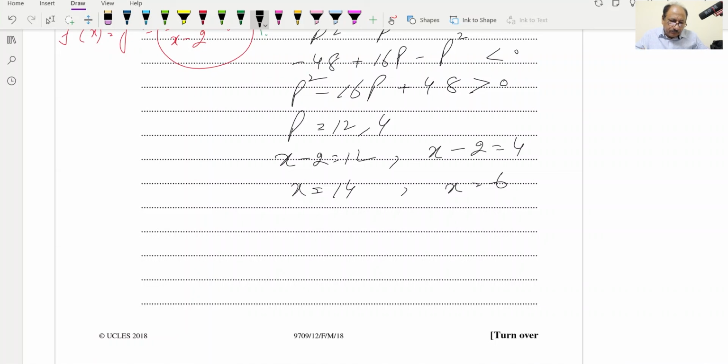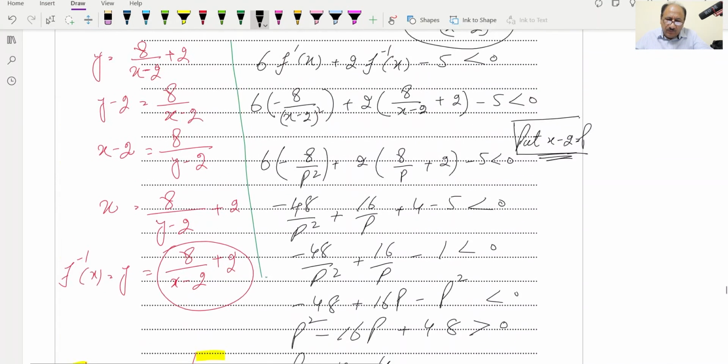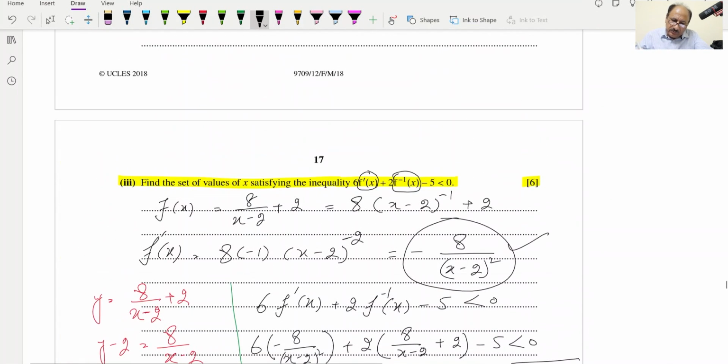Now we can draw this quadratic graph. If we draw a rough sketch of the quadratic graph, it will be like this. 6 will be on this side, and 14 will be this one, and we will be looking for the higher values, on this side and this side. So we can write x is greater than 14 and x is less than 6.